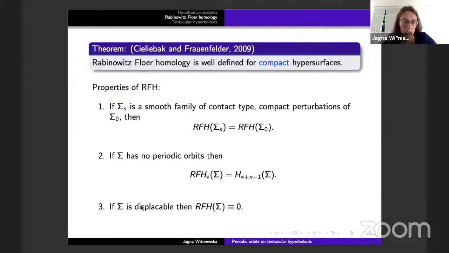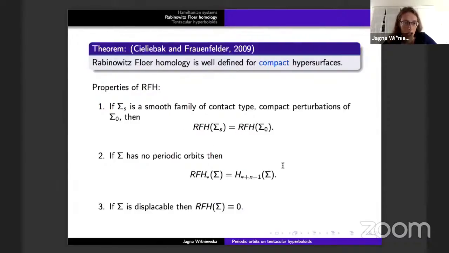Third property is connected with a notion of displaceability. What does it mean if sigma is displaceable? That means that there exists a Hamiltonian diffeomorphism of sigma, such that the image of sigma under this Hamiltonian diffeomorphism is disjoint from sigma itself. So that's what it means to be displaceable. And in case sigma is displaceable, then the Rabinowitz-Floer homology vanishes identically, is equal to 0. So of course, this way they reprove the result of existence of periodic orbits on hypersurfaces which are displaceable, combining properties 2 and 3. But we are going to concentrate on 1 and 2.